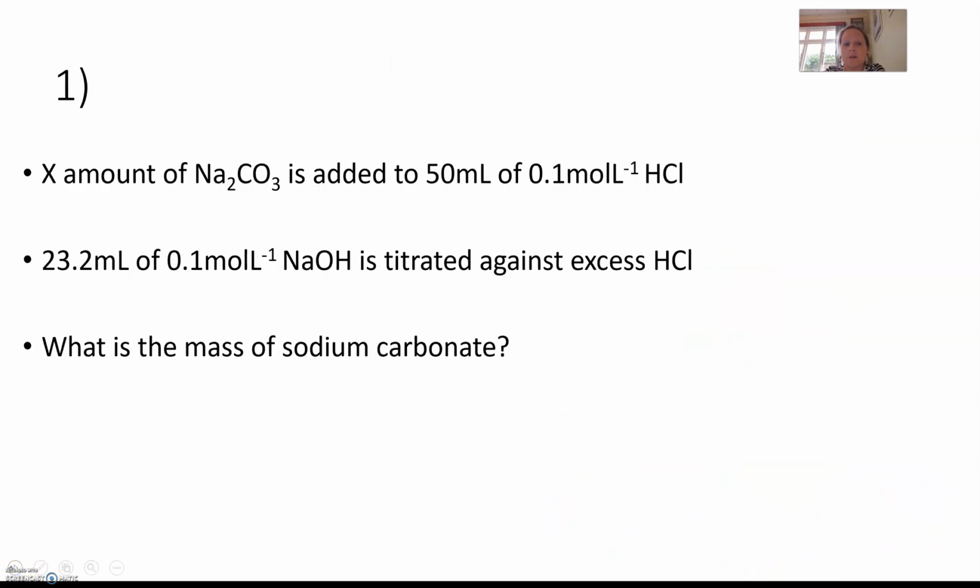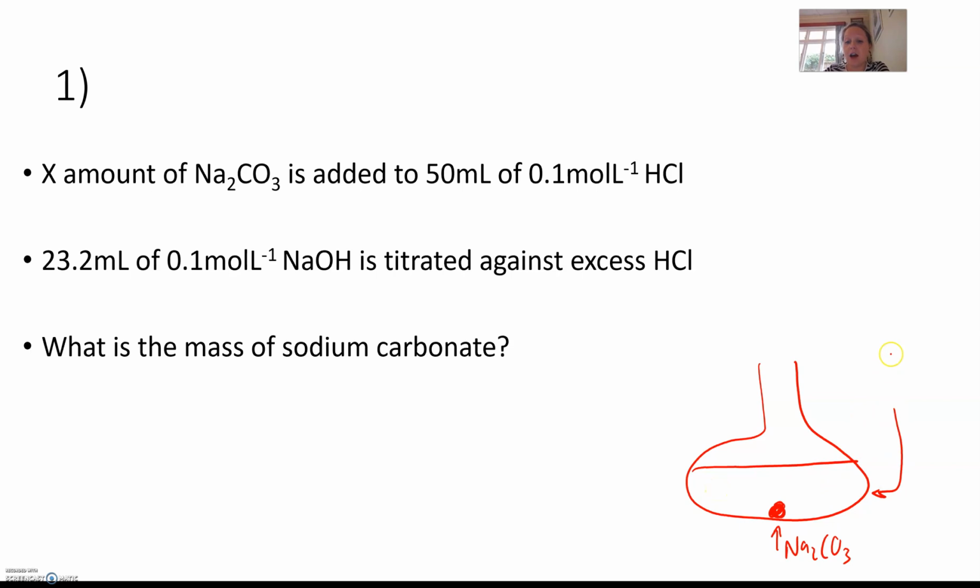So X this time is going to be sodium carbonate. So in my flask here, I've got X amount of sodium carbonate, Na2CO3. And what I'm going to do is add a known amount of HCl into this flask. So I'm going to add 50 mL of 0.1 M HCl, and that's the total amount of HCl that I'm going to add, and that's an excess. So there's far more HCl added than can react with the sodium carbonate.